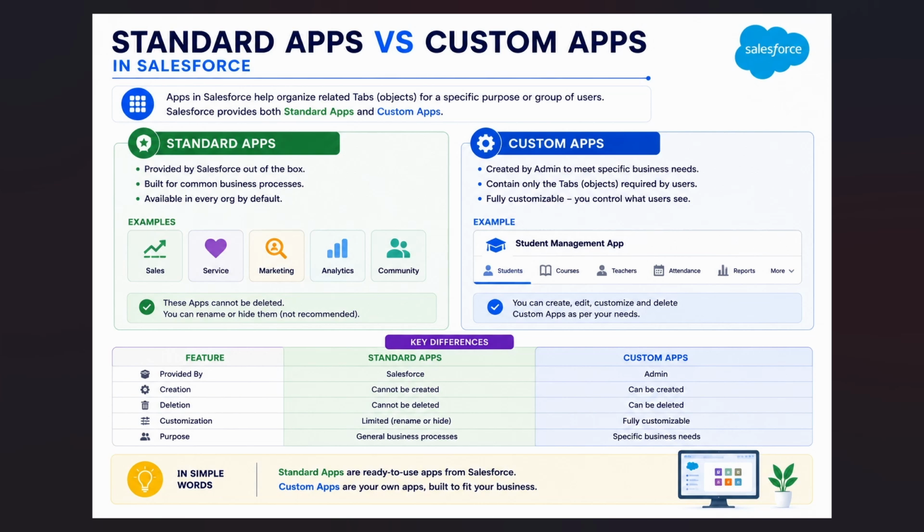But we also have custom apps. Sometimes businesses need their own applications, obviously. For example, if we are building a student management system, we can create a student management app. Inside this app, we can add tabs like Student, Courses, Teachers and Attendance. This keeps everything organized in one place. Let me show you by creating a custom app here.